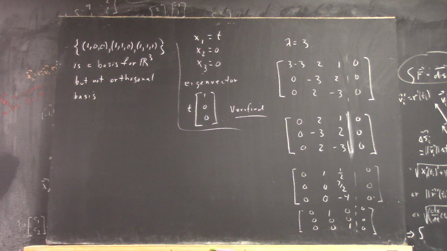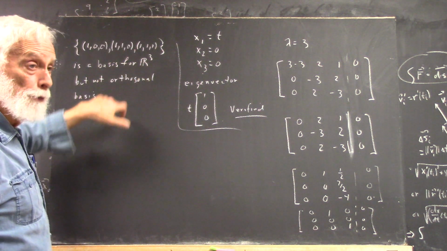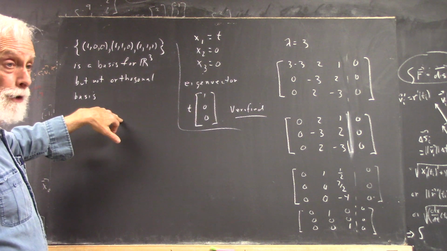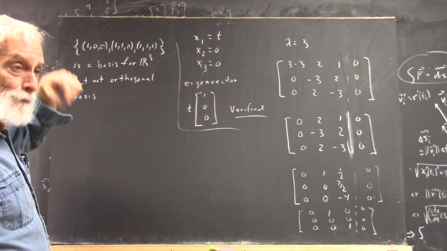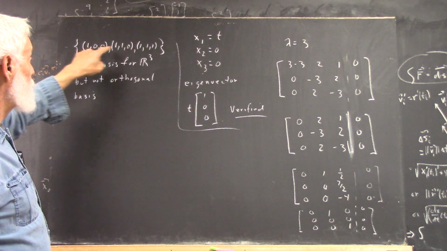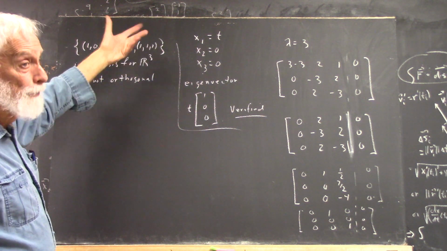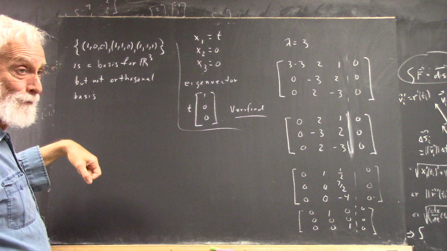So, here's just an example. Here's a basis for R3. This basis is not orthogonal. You can take the dot product of any one of these with any of the others. The dot product of this with either of the others is 1. It's not 0, so not orthogonal.